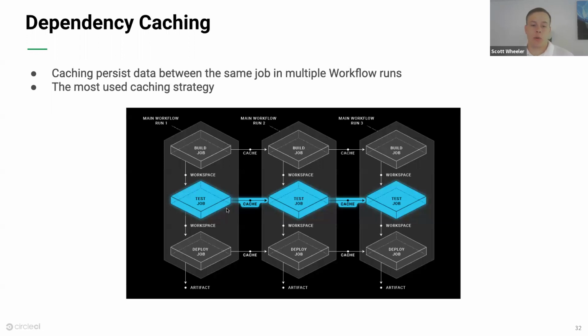In the example on the screen, you can see dependency caching is used in job to job as application dependencies are being used. This is a good way to not have to run npm install every time you run a build. All of the data will be cached on the build and be available. This is the most used caching strategy. And again, it's used to persist data between the same job and multiple workflow runs.